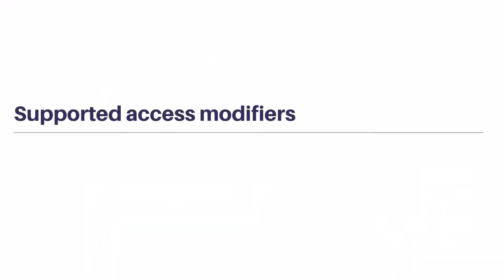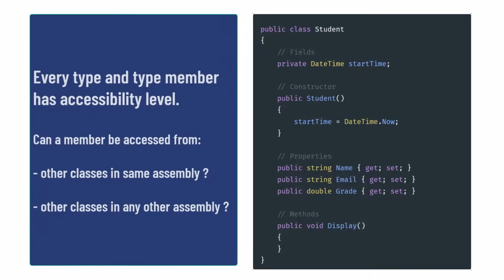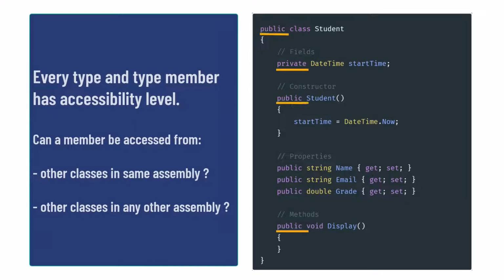In this section, we are going to talk about supported access modifiers in C#. In C#, all the types and all the type members have an accessibility level. This level decides whether they can be used from other code in the same assembly or in some other assemblies. Now, assembly is a new word for us.